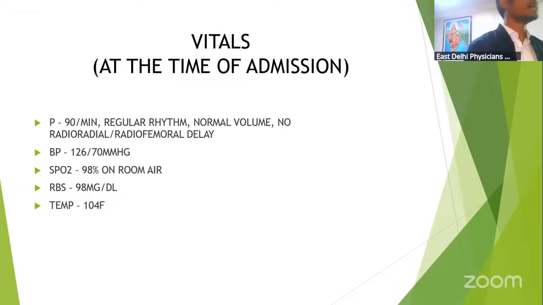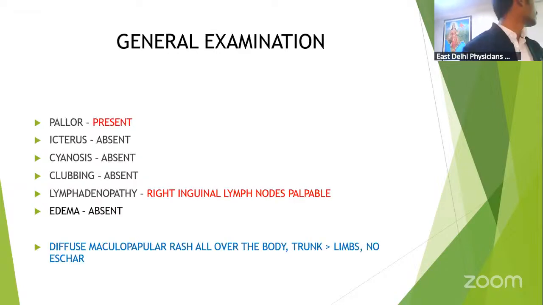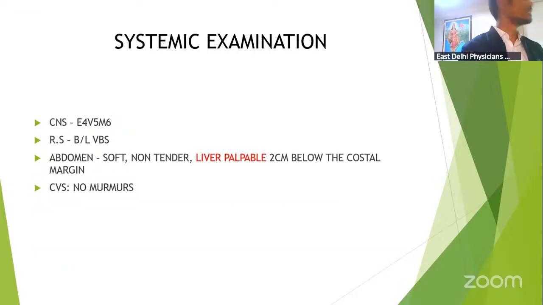The vitals at the time of admission were largely unremarkable, except the patient was febrile with a 104-degree temperature. There was no icterus, no cyanosis, no clubbing, no pedal edema. Right inguinal lymph nodes were palpable and non-tender, and there was a diffuse maculopapular rash all over the body with distribution trunk more than limbs. There was no eschar. The abdominal examination was largely unremarkable, except the liver was palpable 2 centimeters below the costal margin.